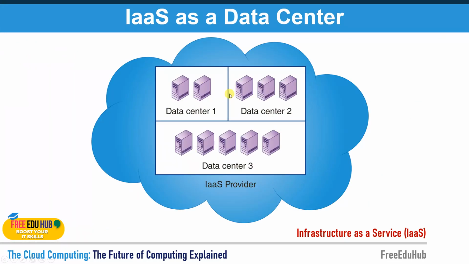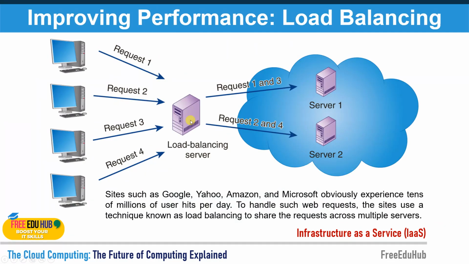Now that's showing the infrastructure and its servers as a data center, where different data centers are dedicated to different customers in the cloud. Now we are covering improving the performance or load balancing in the cloud. As you know, there are lots of famous websites, for example Google, Yahoo, Amazon, Microsoft, etc. Obviously they experience tens of millions of user hits per day.